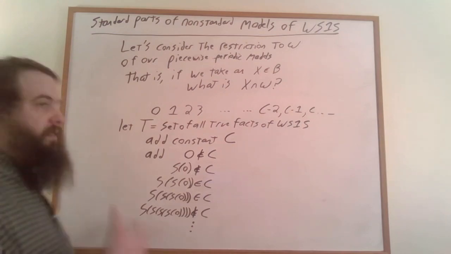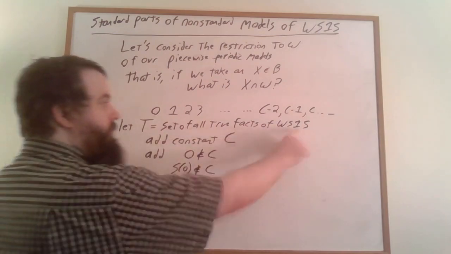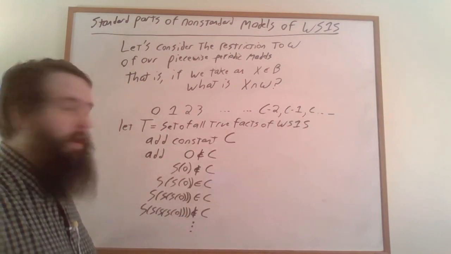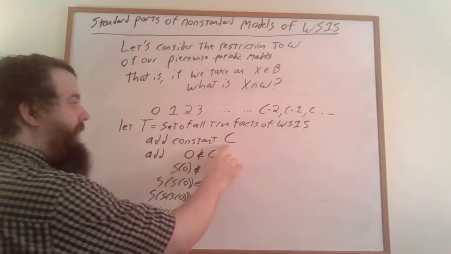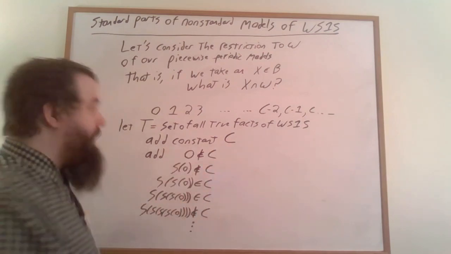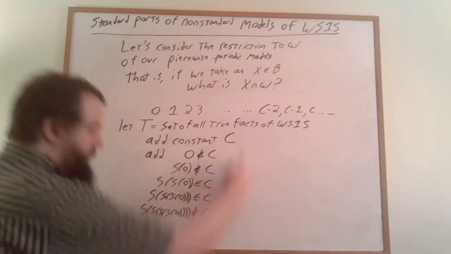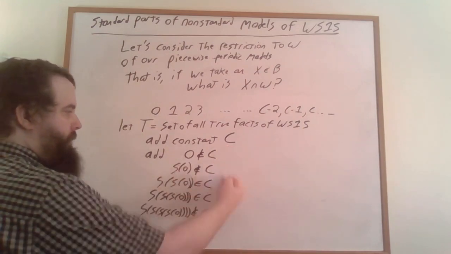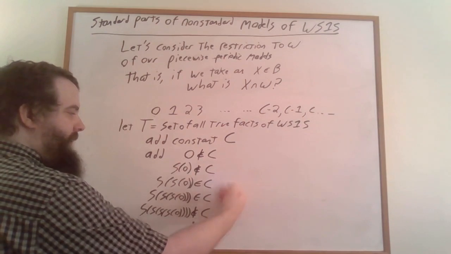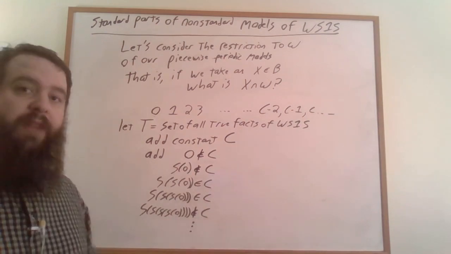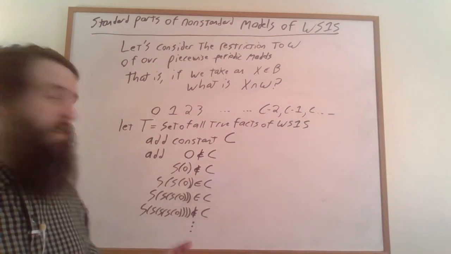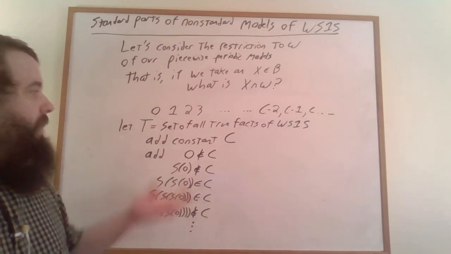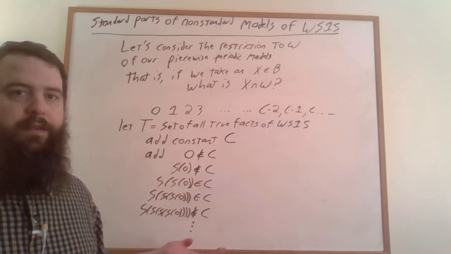So it's going to be some model that satisfies all of the true facts of weak S1S. So it's going to be some non-standard model of weak S1S. And it's going to have an element given by the constant C that satisfies all of these properties. That is, it's not going to contain any non-prime numbers, and it's going to contain all the prime numbers. And of course, as far as weak S1S is concerned, this is just some kind of random set. Weak S1S has no idea what a prime number is.